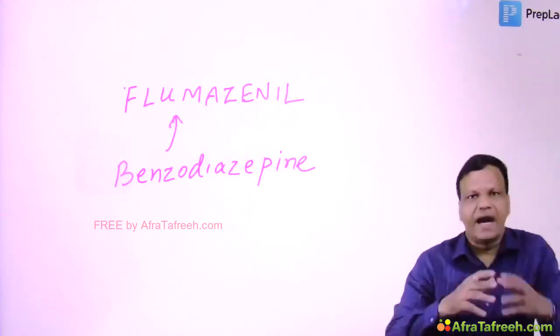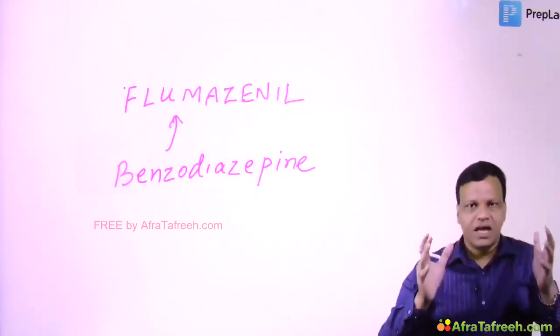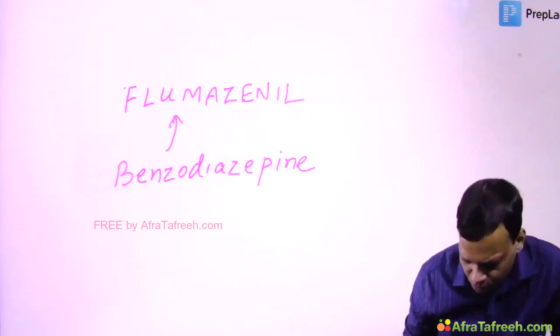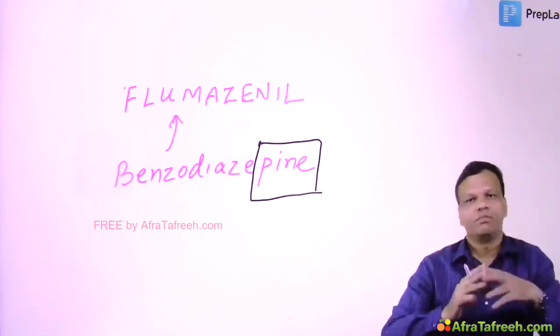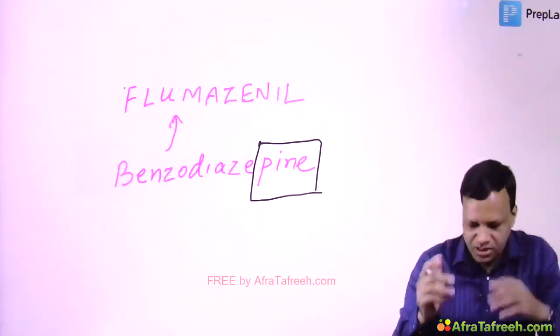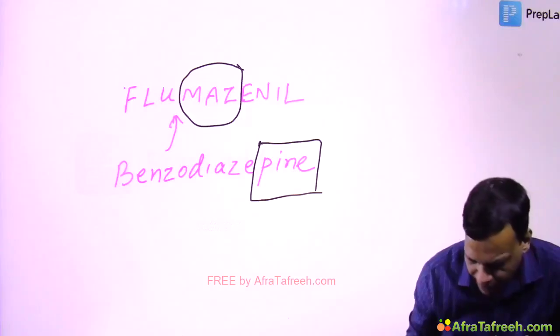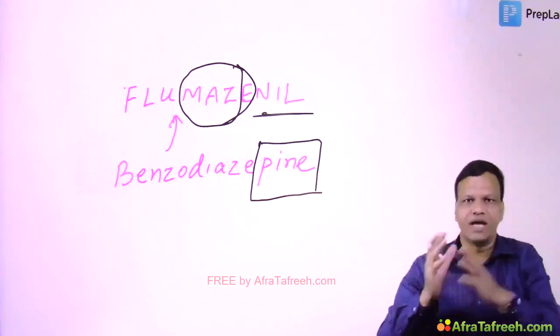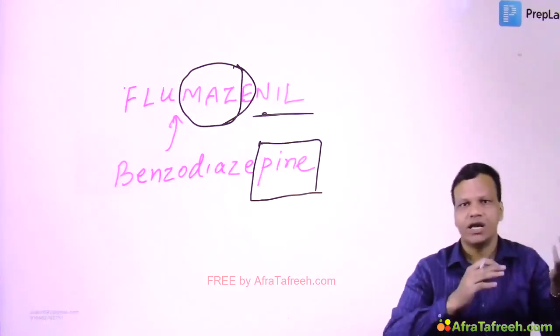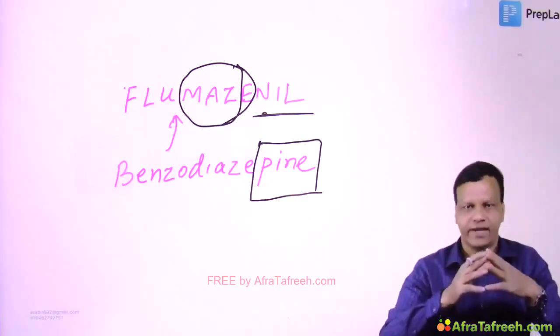Flumazenil is the antidote for benzodiazepine, and from the name you can remember benzodiazepine. The name ends with "-peen". पीने से मजे आते हैं, so this is a drug जो मजे को नील कर देगी. मजे को नील कर देने वाली दवाई फ्लूमजेनिल. बेंजोडाइजेपिन का एंटीडोट है मजेनिल, फ्लूमजेनिल.